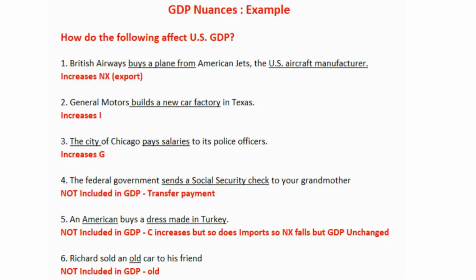The next example is Richard sold an old car to his friend. Now, this will again not affect GDP, because sales of used goods or second-hand sales are not included in GDP, as they simply represent the transfer of an asset from one individual to another.